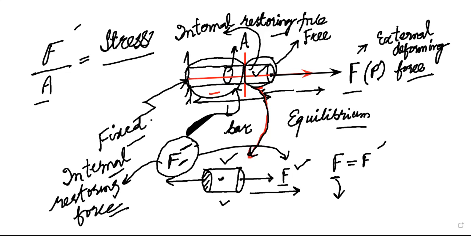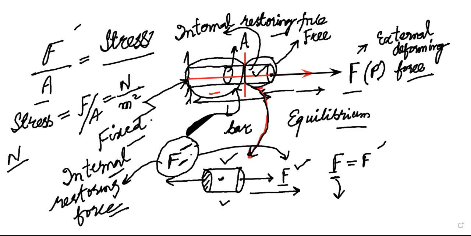Now, if you look at F', we said that F' is equal to F. So we can write stress is equal to F by A. Now, the unit of force is Newton, and the unit of area in meters is meter square. So Newton per meter square is the unit of stress, and we know Newton per meter square is also called Pascal.